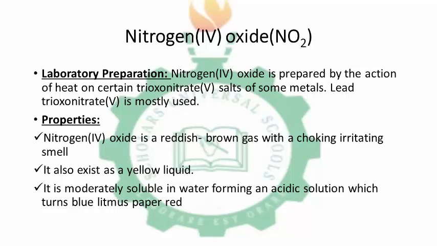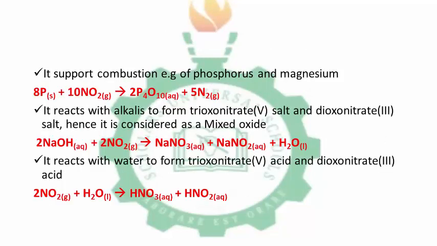Now, to the properties of nitrogen 4 oxide gas. Nitrogen 4 oxide is a reddish brown gas with a choking and irritating smell. It also exists as a yellow liquid. It is moderately soluble in water, forming an acidic solution which turns blue litmus paper red. Because it turns blue litmus paper red in water, it proves its formation of acidic solution.